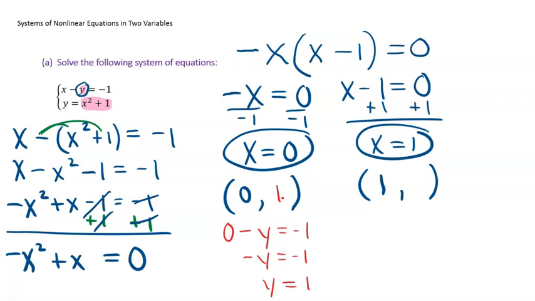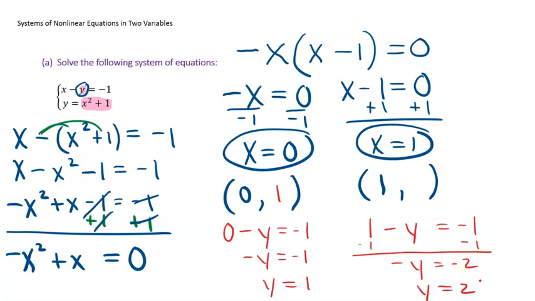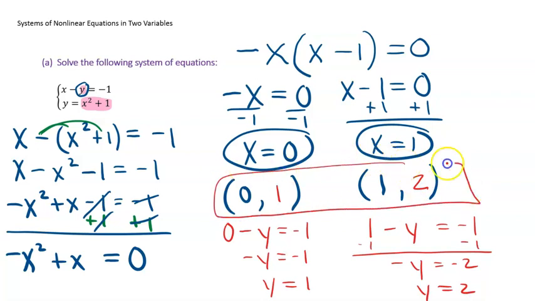What's the other one? I'm going to take 1 and plug it into the first equation. You got 1 minus y is equal to negative 1. Again, I'm trying to get this y by itself, so I'm going to subtract 1 from both sides of this equation. It's going to give me negative y is equal to negative 2. I divide both sides by negative 1 to get y is equal to 2. So there we go. These are my two solutions. If I type that in the system, I'd put a comma between them.